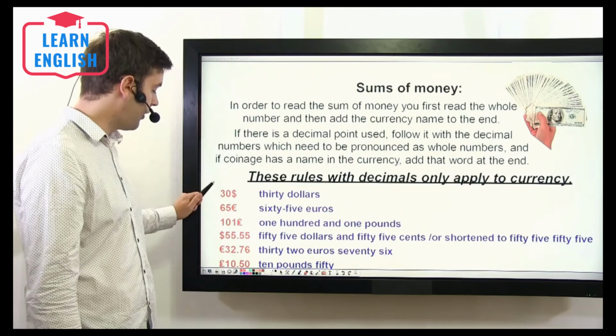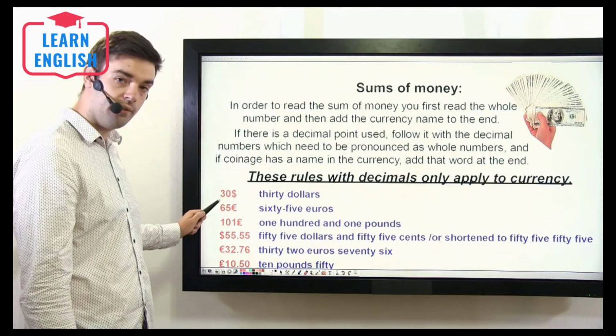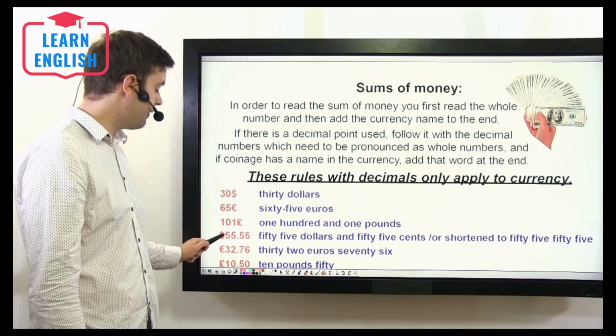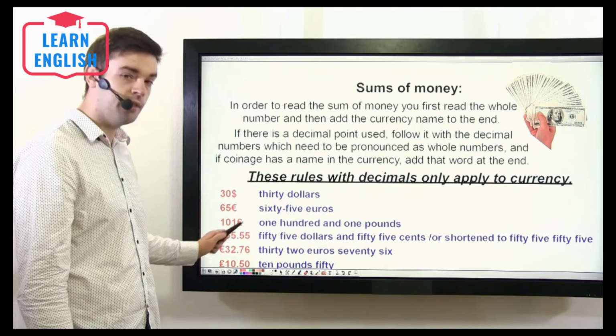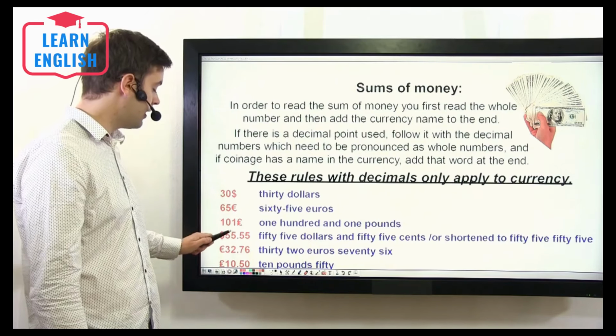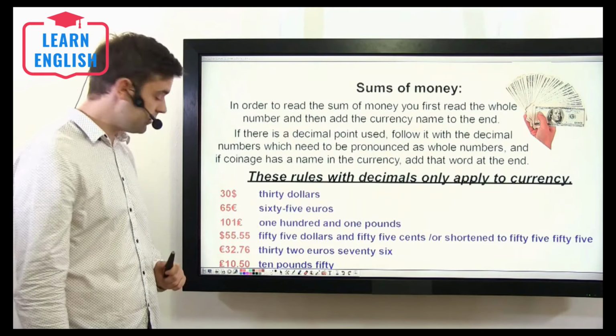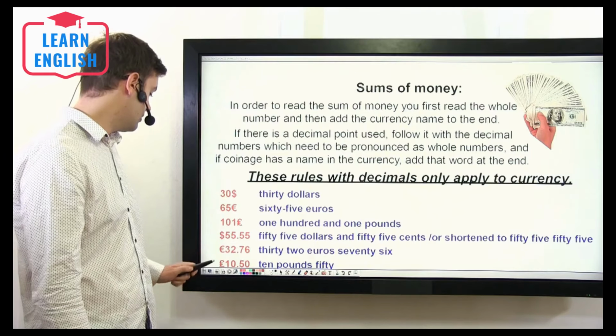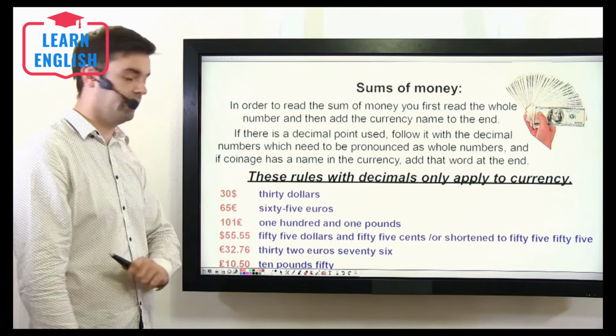So we have $30, 65 euros, 101 pounds, $55 and 55 cents, 32 euros 76, £10.50.